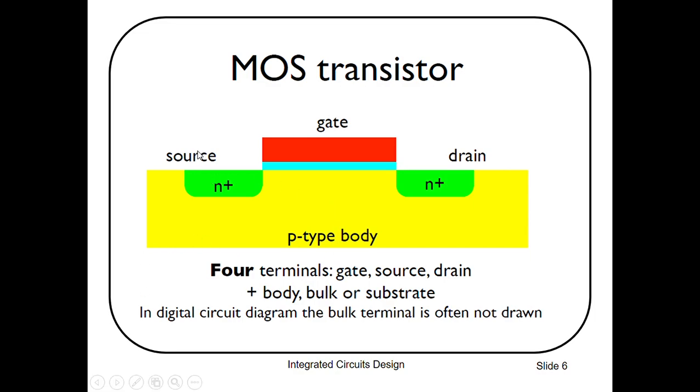Here you can see the source, gate and the drain, and the p-type body. So this is the simple model for our planar transistor or the single gate transistor model. You apply voltage at the gate and control the current between the source and the drain.